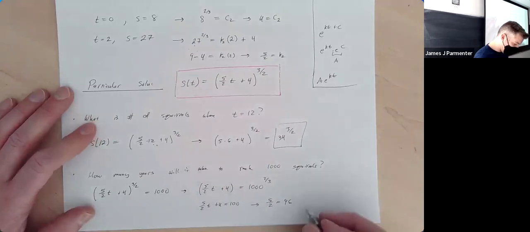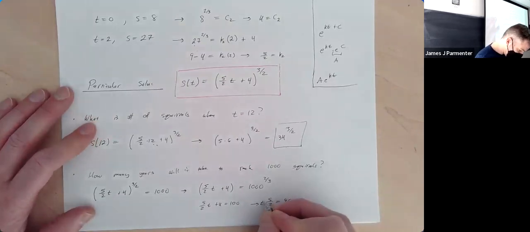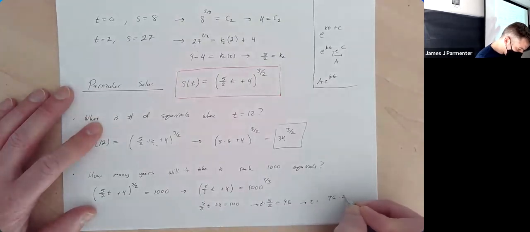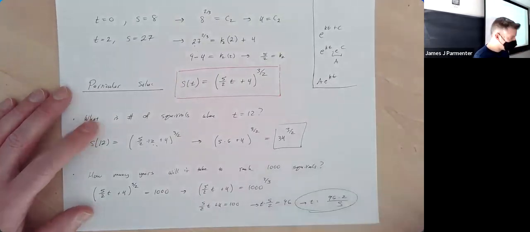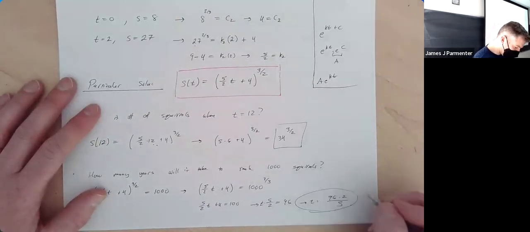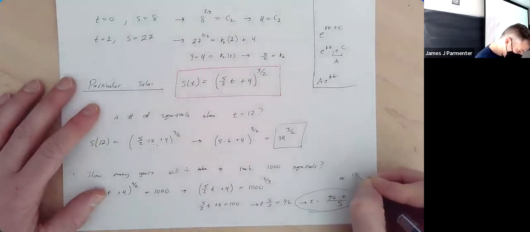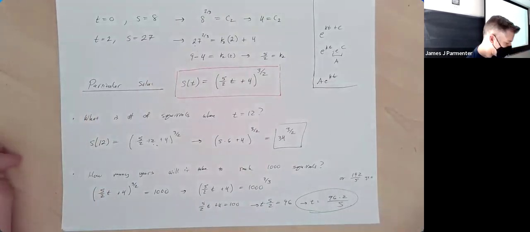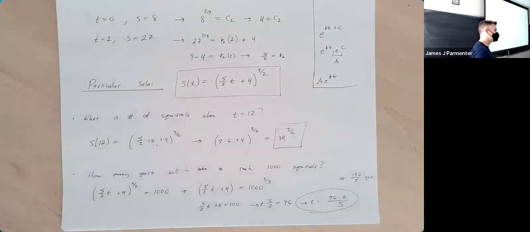And you multiply both sides by 2/5. And then finally, t would equal 96 times 2/5. And I might leave that, or you might write it as 192/5 years. So almost 40 years.